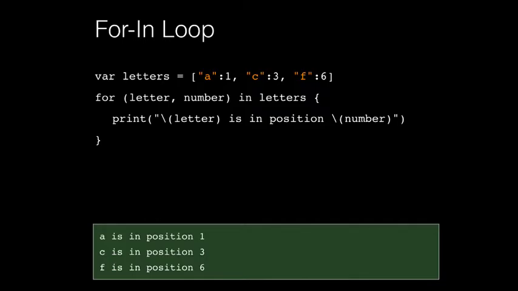This approach, which we'll see in other slides, is called decomposing a tuple. So you're iterating through a bunch of tuples, and then you're assigning the values of those tuples to these variables, and then in the body of your loop, you can refer to them.